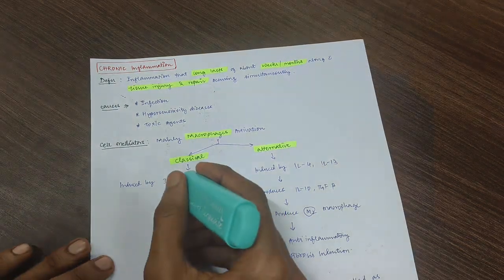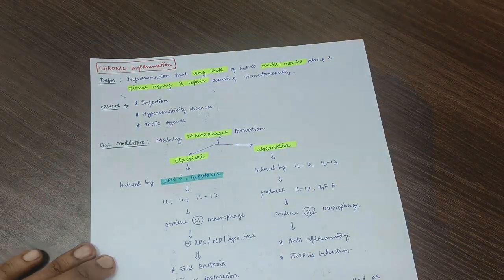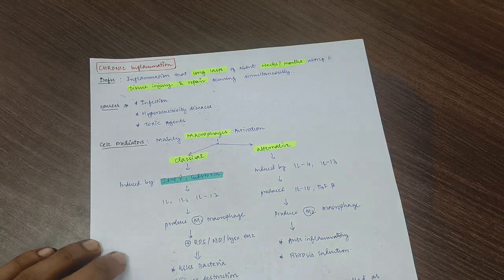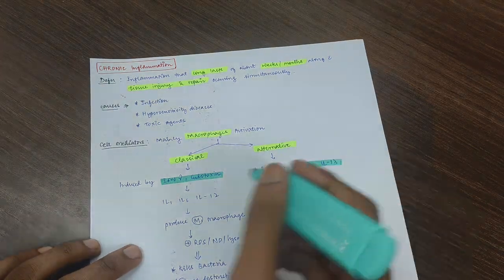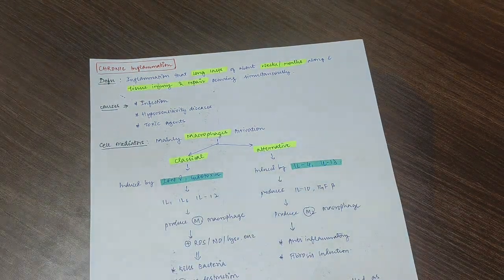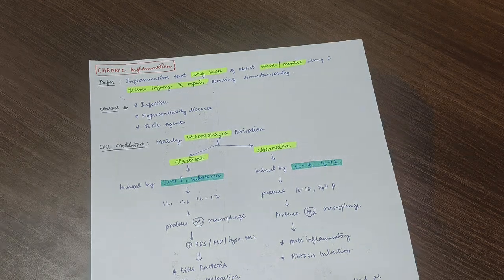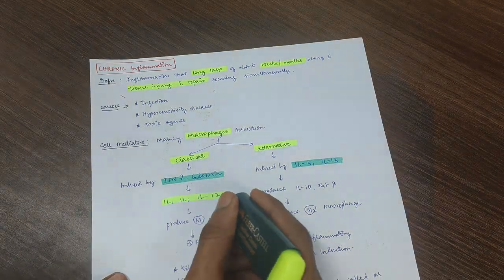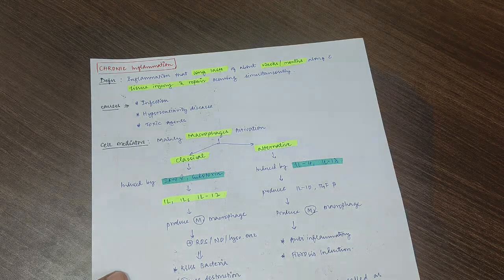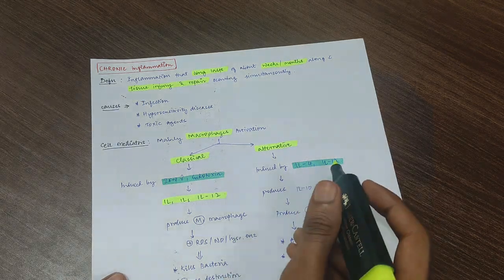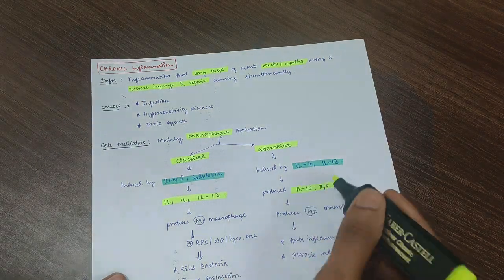The classical pathway is induced by interferon gamma and endotoxin. These are the two things you must remember. The alternative pathway is induced by interleukin 4 and interleukin 13. Next, interferon gamma and endotoxin release interleukin 1, 6 and 12, whereas interleukin 4 and 13 produce interleukin 10 and TGF beta.